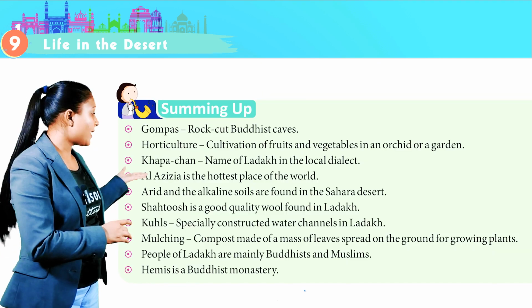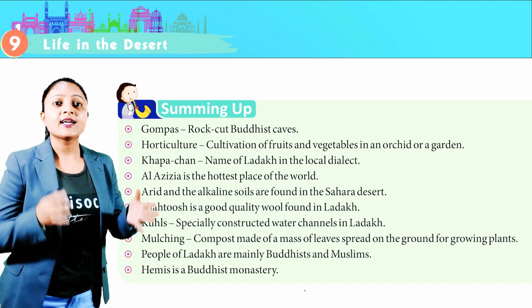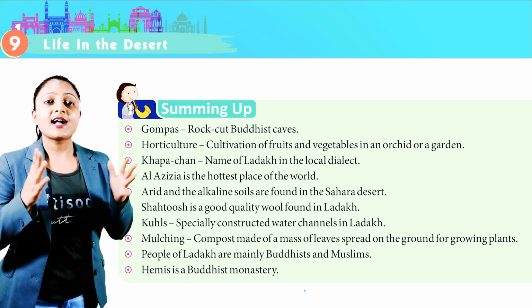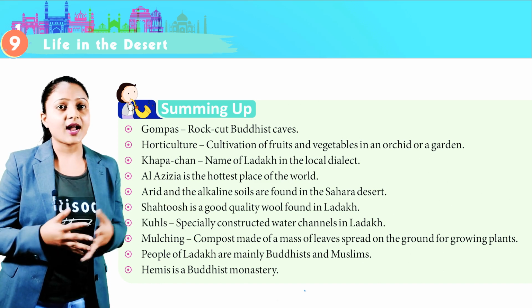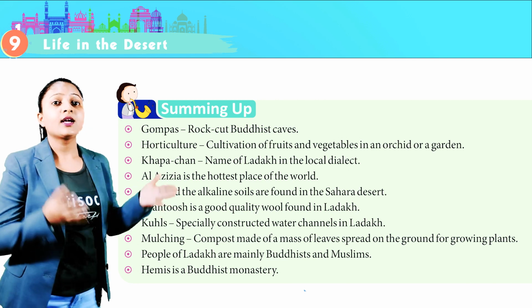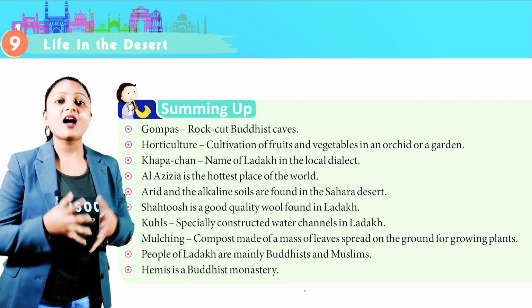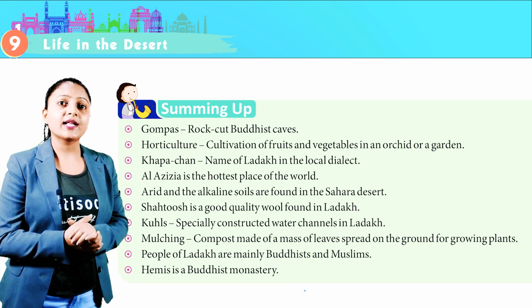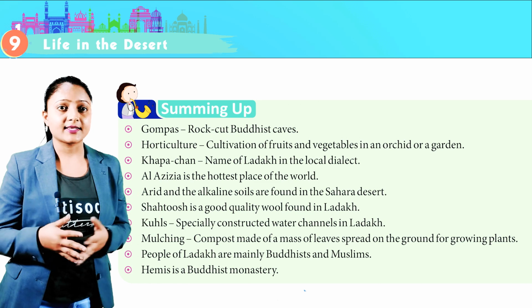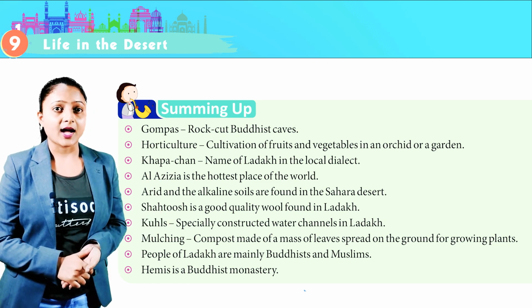Summing up, Gompas, rock-cut Buddhist caves. Horticulture, cultivation of fruits and vegetables in an orchard or garden. Khapachan, name of Ladakh in the local dialect. Al Azizia is the hottest place of the world. Arid and the alkaline soils are found in the Sahara Desert. Sahtush is a good quality wool found in Ladakh.